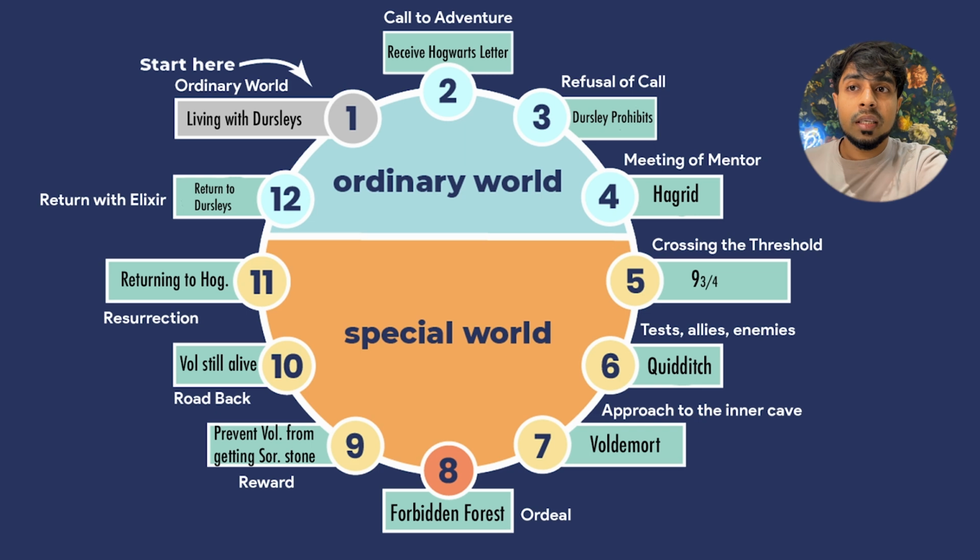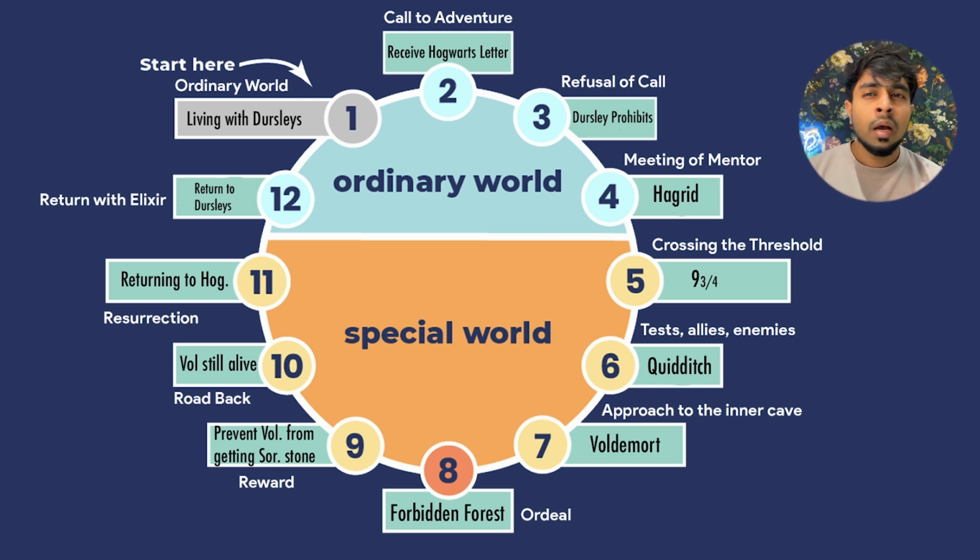This is an example here of how Harry Potter essentially follows the hero's journey. I'll be very quick. Harry is living with the Dursleys, and then he gets the Hogwarts letter, but Dursley does not allow him, so refusal of the call. But then comes Hagrid, who's the mentor, who says Harry, you're a wizard. And then he invites him to cross the threshold, literally through platform 9 3/4, and they cross it, they go into the walls of Hogwarts.